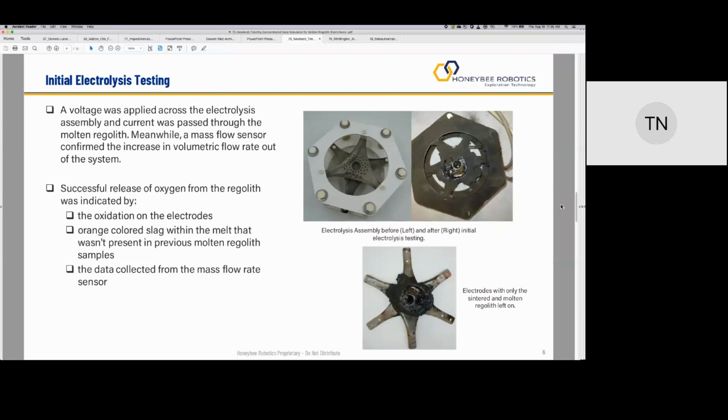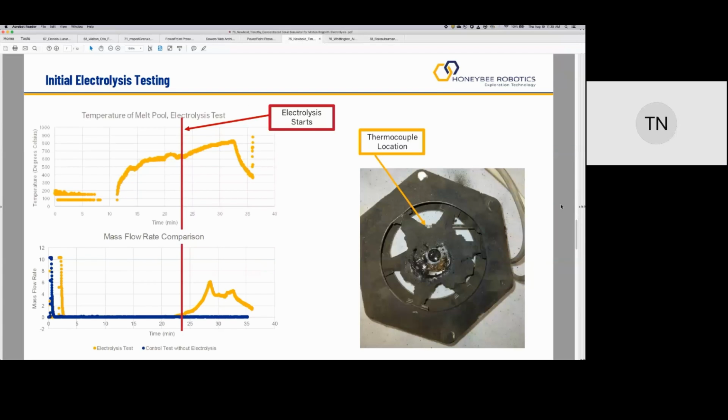But with this data, we were also able to confirm a mass flow rate increase out of the chamber during electrolysis. So if you could continue. So this is some data from some initial testing that we had in a homemade thermocouple. I'm not sure if I mentioned before, out of platinum iridium. Compared to the control test, we know that we released a significant amount of oxygen.